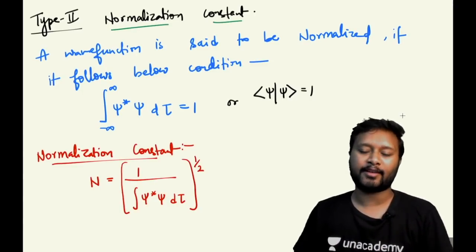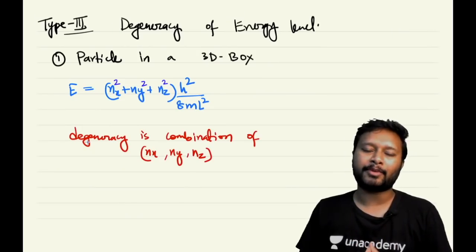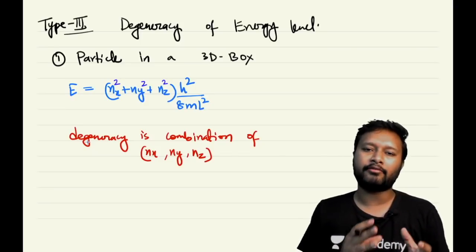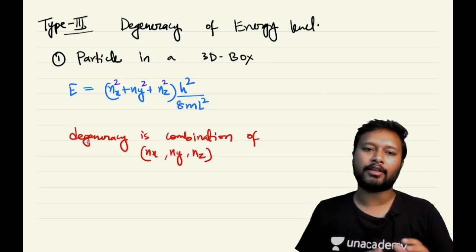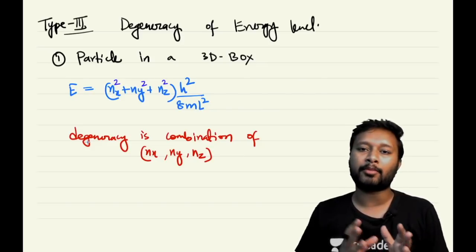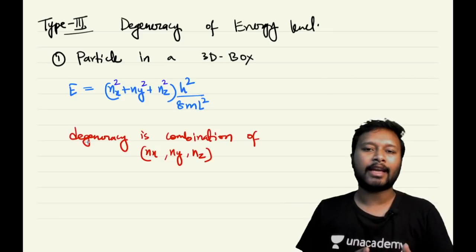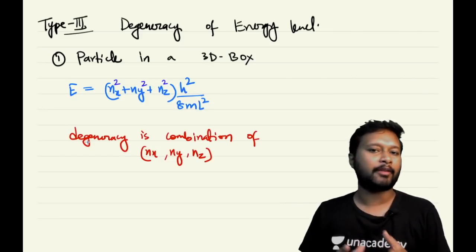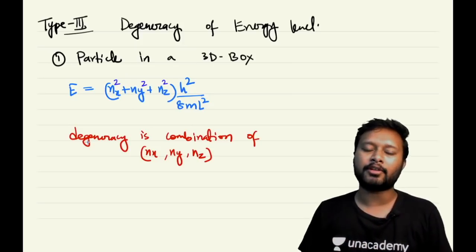Let's go for the next type of question. The next type of question is pretty simple, which I feel is the easiest one, where you are given a particular energy level, and it can be about a particle in a 3-dimensional box. It can also be asked for a particle in a 2-dimensional box, or a 2-dimensional square box, or a 2-dimensional rectangular box.